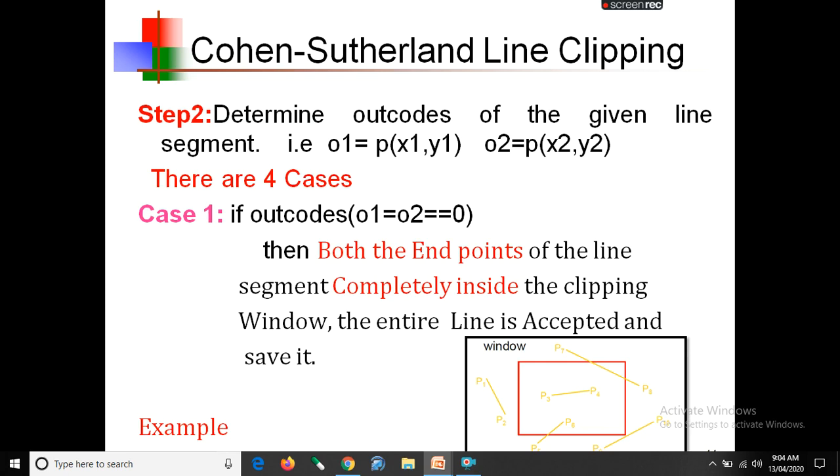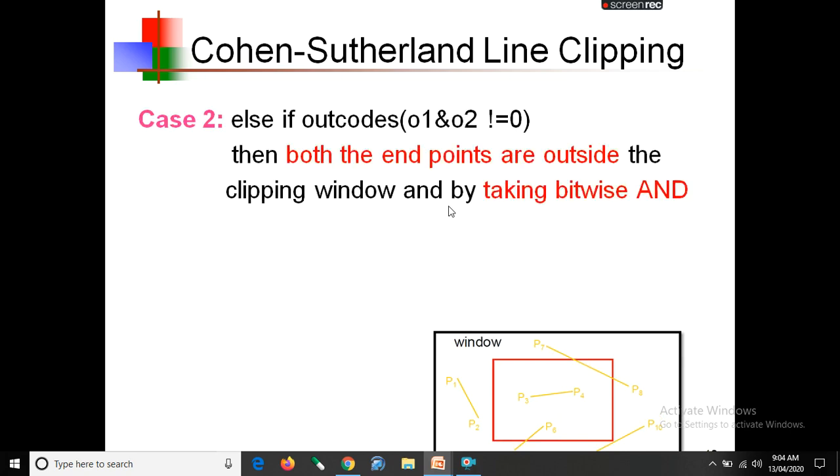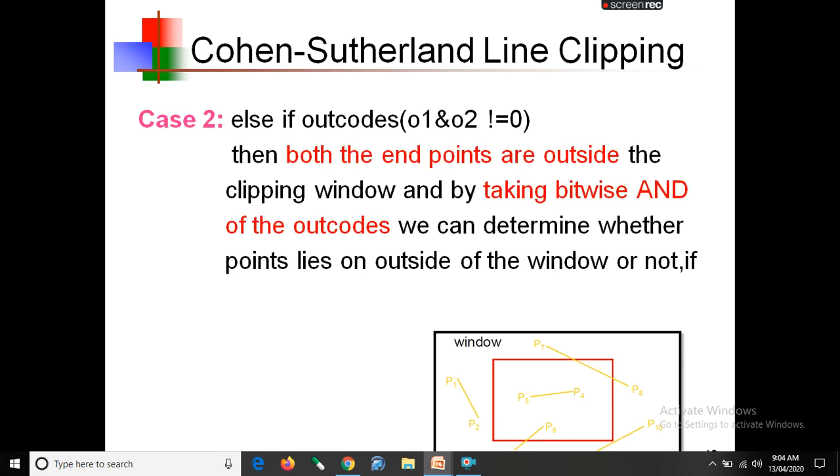We'll move to case 2. But before moving to case 2, I want to make case 1 false. Assume that outputs O1 and O2 are not equal to 0. If outputs O1 and O2 are not equal to 0, then we will move to case 2. In case 2 I have written else if, meaning the first condition is false.